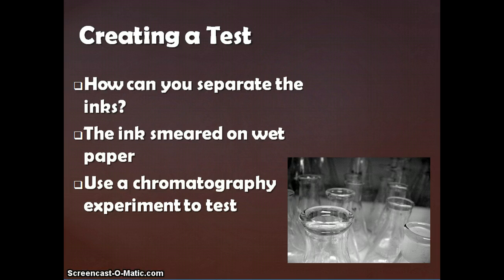So maybe if we create some sort of test where we get water to travel through some of the ink and get it to separate into different colors, we can see if there really is more than one color in the ink. And actually, what this type of test is called is a chromatography experiment. And this will be the perfect test for us to do to see if there are multiple colors in the ink.